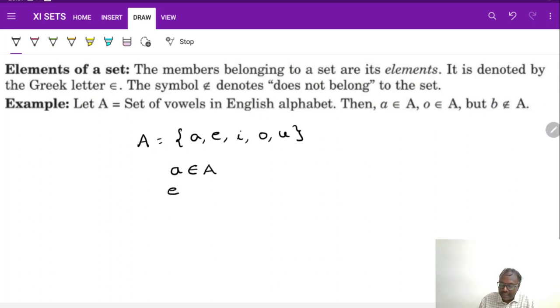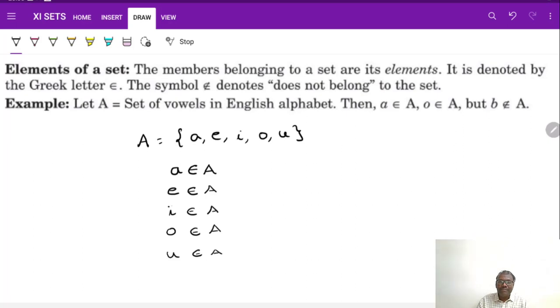Similarly, E is a member of set A. So E belongs to capital A. Similarly, I belongs to set A. O belongs to set A. And also U belongs to set A. So we can say that all these are the different members of the set. Each of the members belongs to set A.